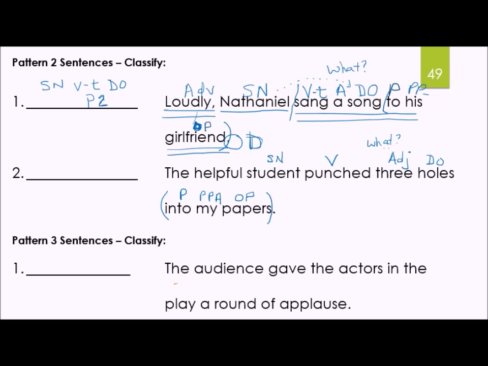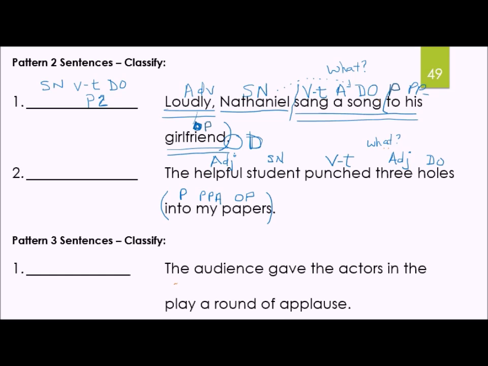Let's go to the beginning of the sentence. Student. What kind of student? Helpful. Adjective. I forgot something, guys. What was it? Let's jump back over to the verb. When you have a direct object, don't forget, like I did, to change your verb to verb transitive. You're going to add a T, a dash, and a T.